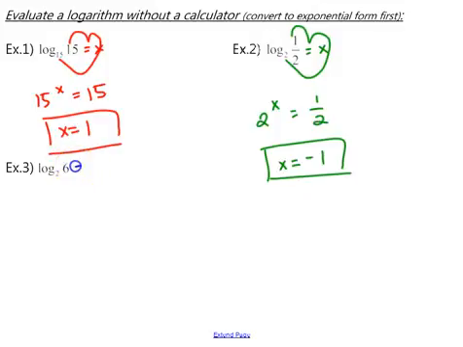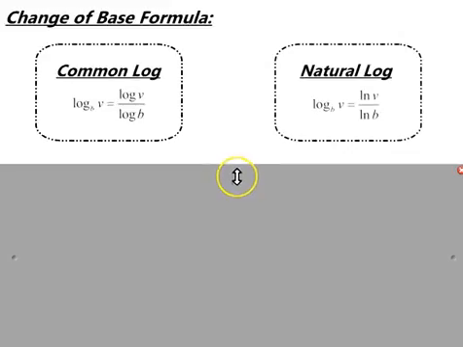In example 3, let's go ahead and set this equal to x, then we can convert. 2 raised to the x power is equal to 6. Here's that problem again that we worked with at the very beginning of this lesson. 2 raised to what exponent will give us 6? We don't know that. So there's something else that we can use to help us find that: the change of base formula. You can use either the common log version or the natural log version. The common log is log base 10, and natural log is log base e, otherwise known as ln.